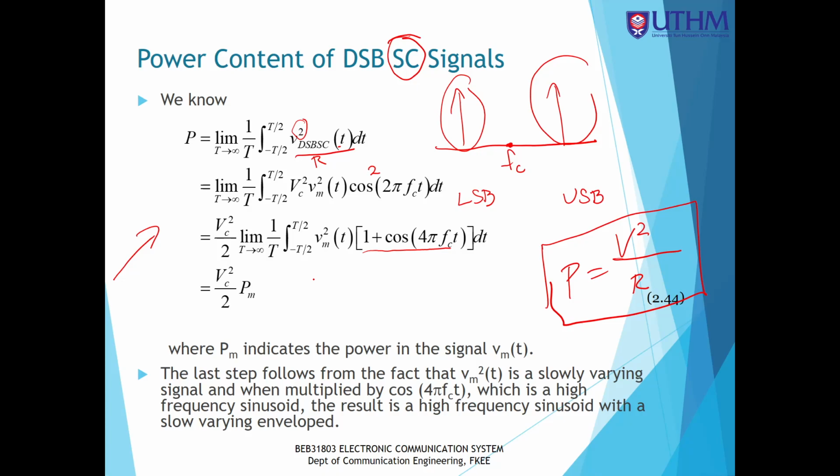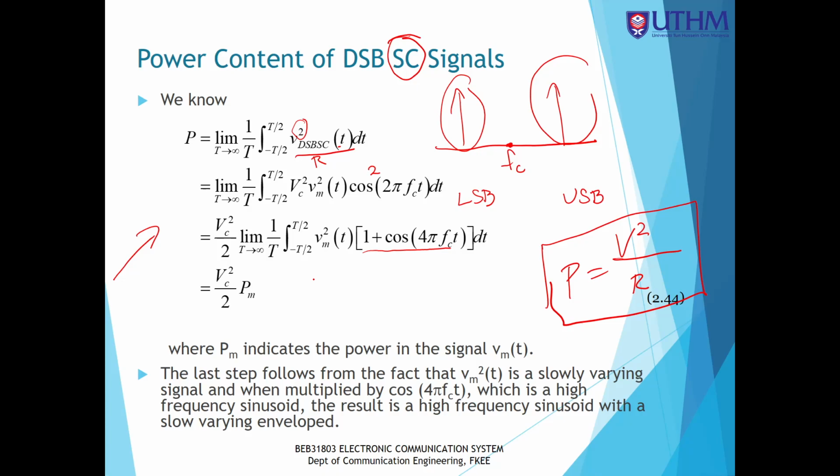So Vm square, when you do the square, that means you will produce the power of the message. Okay, so that's why Vc square over 2 times power of the message. So this is quite confusing. I'm not expecting you to memorize this equation. Jangan hafal. Don't memorize these equations. So this is simple actually.